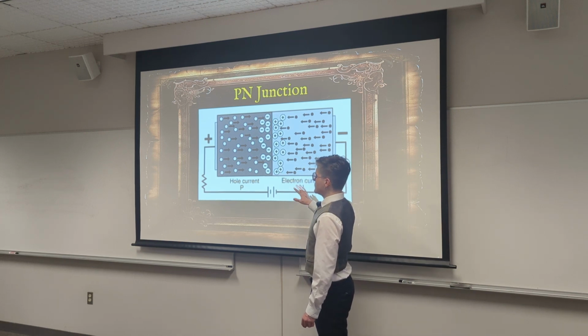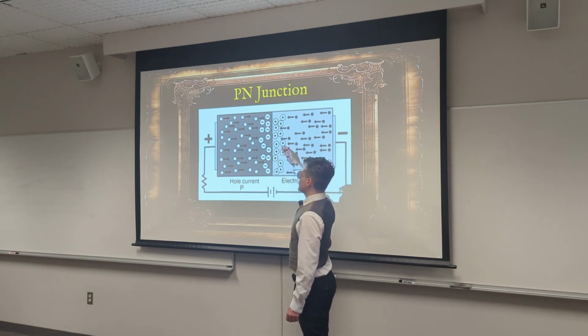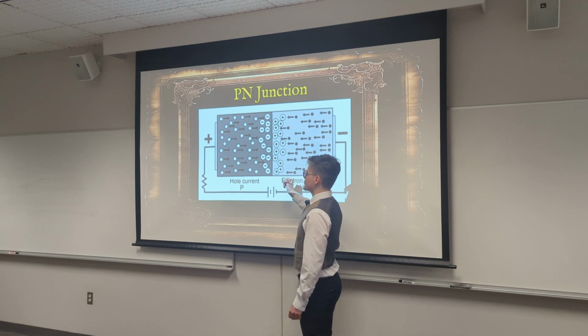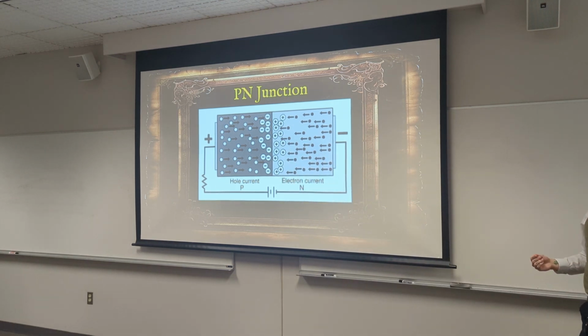So not only does the electric field have to be overcome, but we also have to supply it with charge carriers so that we can resolve this p-n junction here in the middle. For silicon, this takes about 0.7 volts, and for germanium, it takes about 0.3 volts.